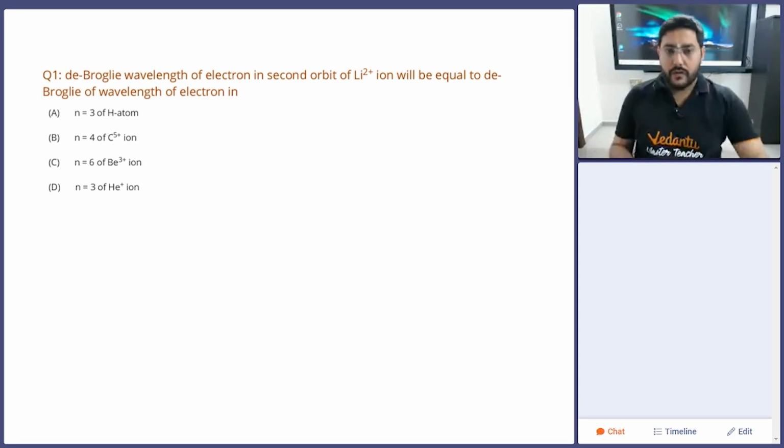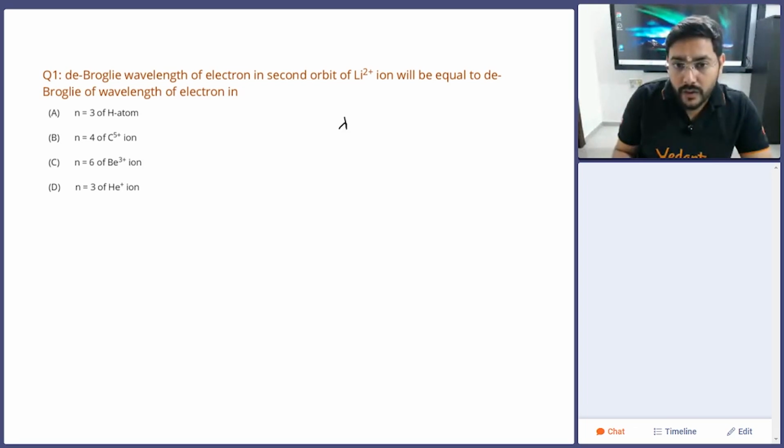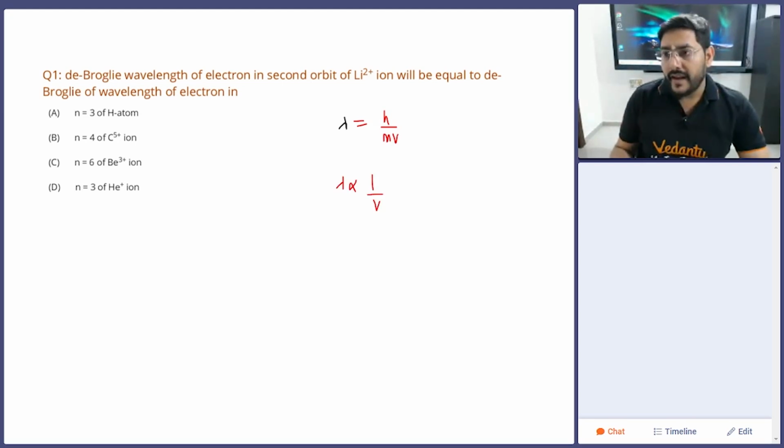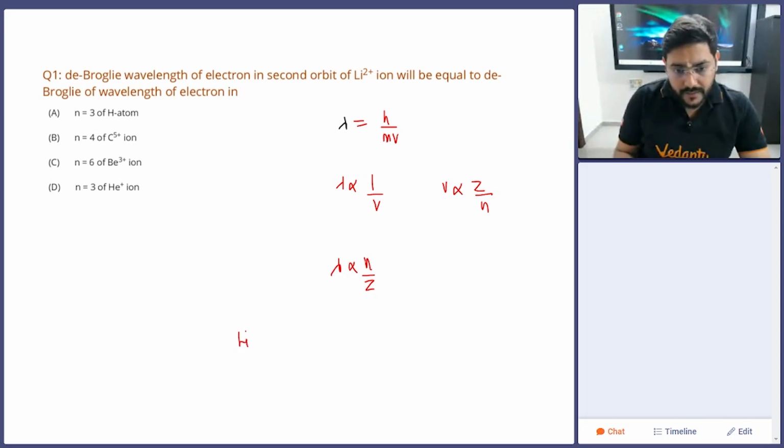First of all, we are going to write the formula, that is lambda is equal to h upon mv. Yes or no? Come on, h upon mv, right? So can I say that lambda is inversely proportional to v? And if you remember, v is directly proportional to z by n. So can I say that lambda is directly proportional to n by z? Yes. So for the Li2+ ion, what is lambda?